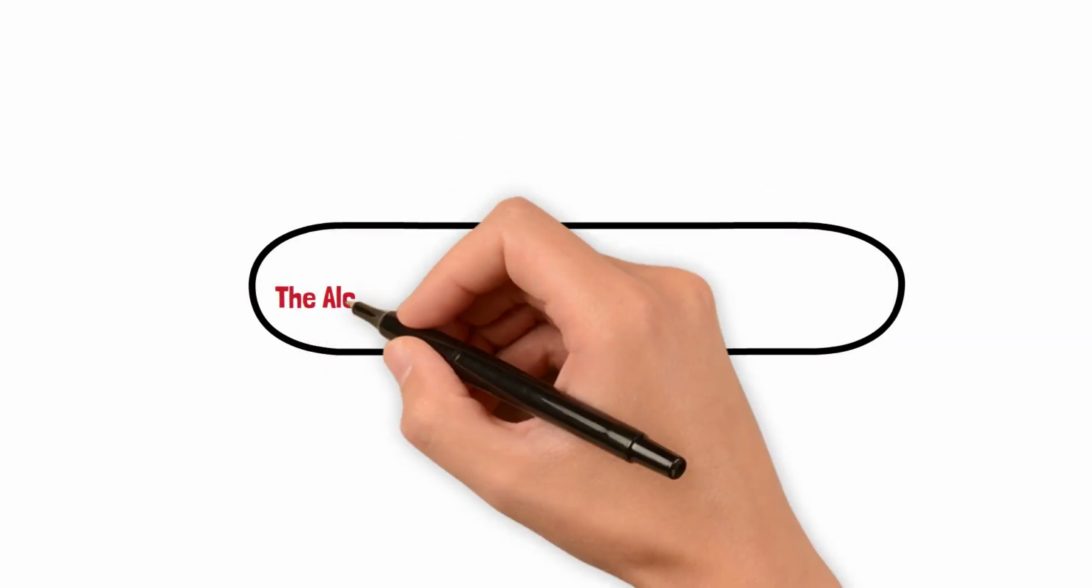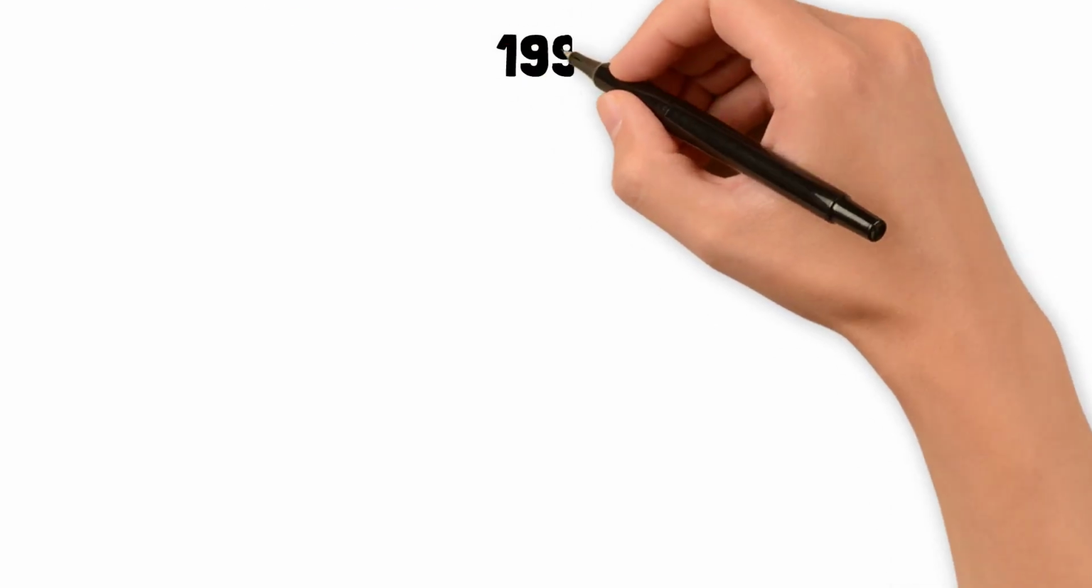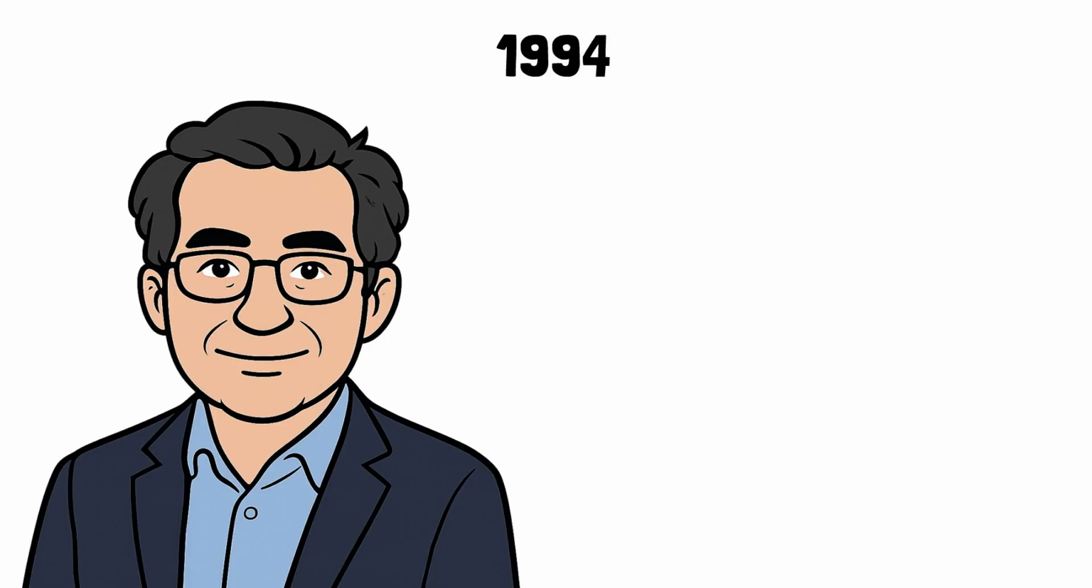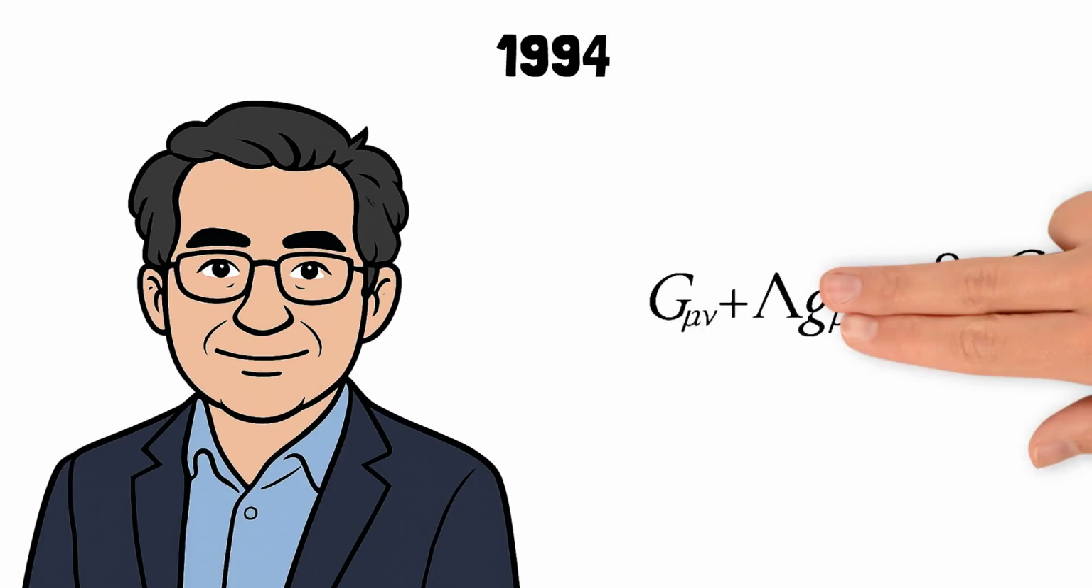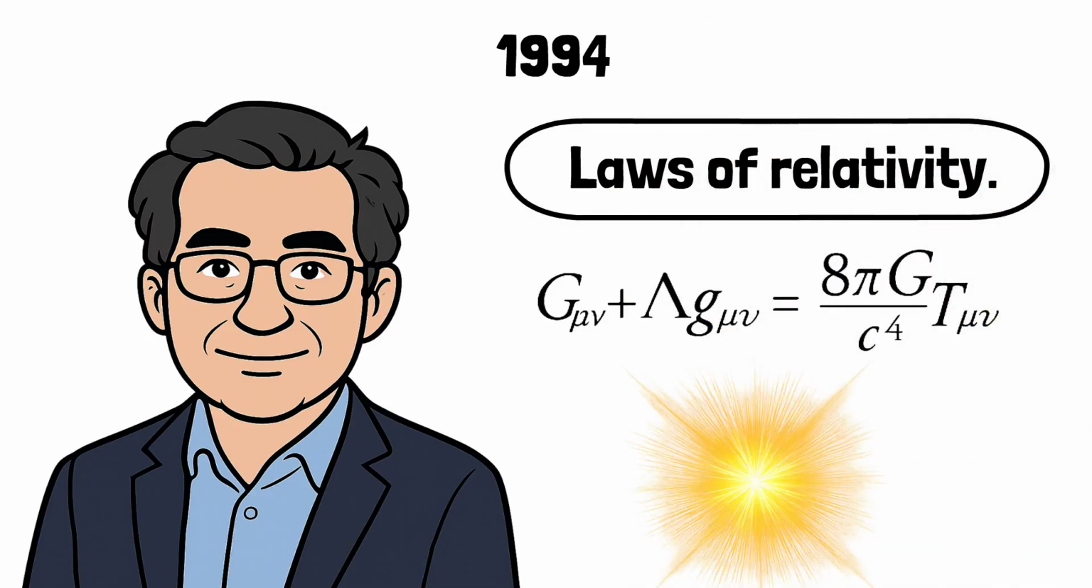The Alcubierre Drive, a warp bubble in space-time. In 1994, Mexican physicist Miguel Alcubierre proposed something astonishing. A solution to Einstein's field equations that, at least mathematically, allowed for faster-than-light travel without breaking the laws of relativity.